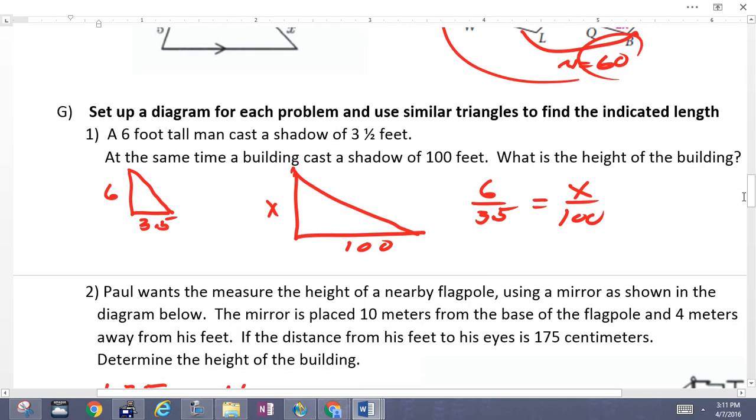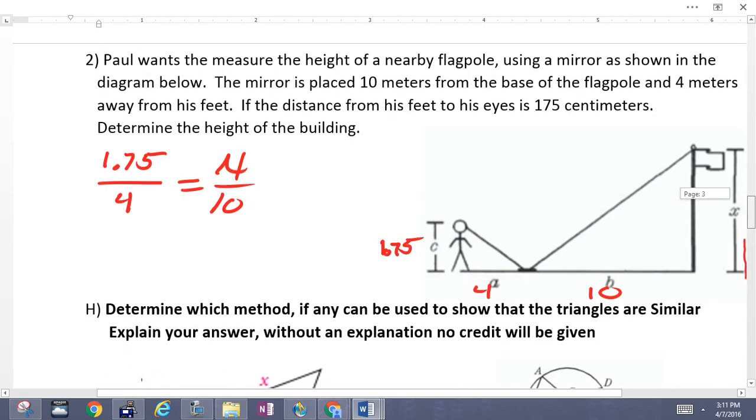Okay. We have a 6-foot tall man casting a 3.5 foot shadow. We have a building of unknown height casting a 100-foot shadow. So by indirect measurement using similar triangles, we have set up the ratio. The height to the shadow length of the man is equal to the height of the building to its shadow length. 6 is to 3.5 as x is to 100. Cross multiply, solve for x.